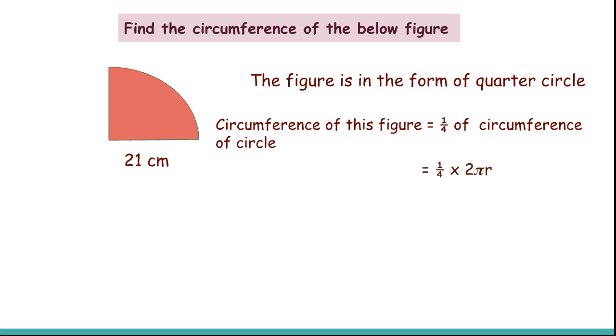But why have we used the formula 2 pi r here? Because 21 centimeters is the radius given. So when the radius is given, the circumference of the circle is equal to 2 pi r. So 1 by 4 into 2 pi r is equal to half into pi r. The value of pi, let us take it as 22 by 7. So half into 22 by 7 into 21. Upon cancellation, 2 ones are 2, 11 twos are 22, and 7 ones are 7, 7 threes are 21. We get 33 centimeters. So the circumference of this figure is equal to 33 centimeters.